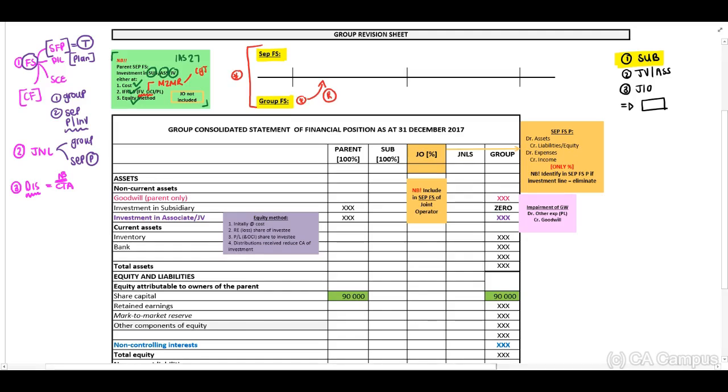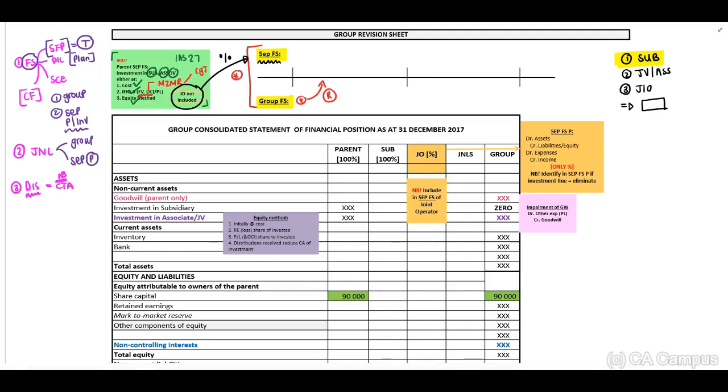Now you will identify that I have included a block that states your joint operation will not be included. Why not, guys? In terms of IFRS 11, the joint operation percentage is recognized in our separate financials of our joint operator.